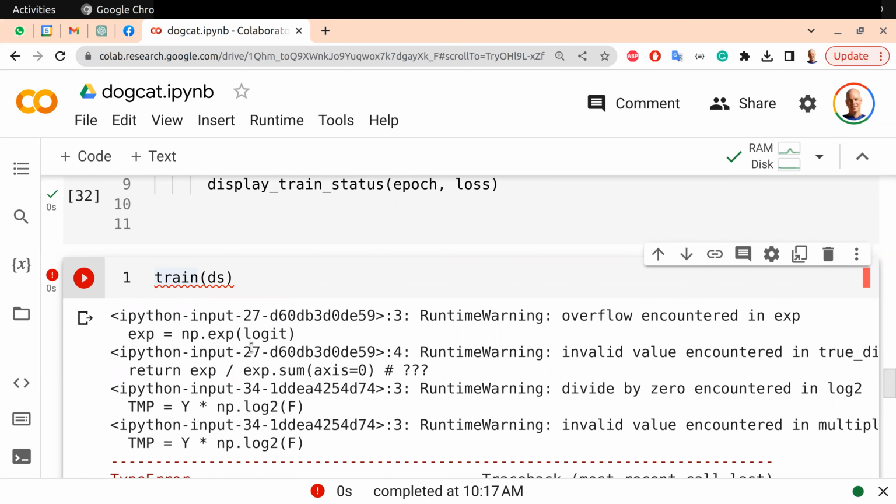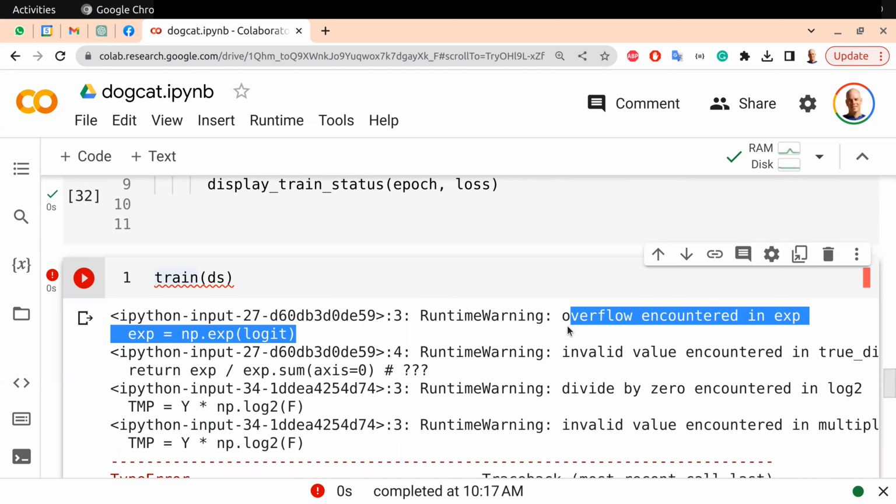Okay, now we have something completely different. We corrected the problem before. We have overflow encountered in exponent. It doesn't like exponents of large numbers. What? I'm sorry? It doesn't like exponents of large numbers. That's what it's saying. Exactly.